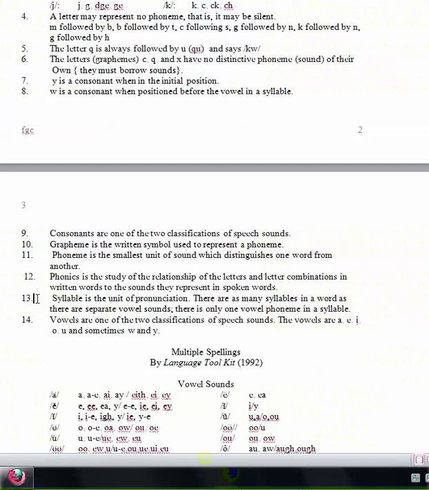13, a syllable is the unit of pronunciation. There are as many syllables in a word as there are separate vowel sounds. There is only one vowel sound in a syllable. Number 14, vowels are one of the 2 classifications of speech sounds. The vowels are A, E, I, O, U, sometimes W, and sometimes Y.